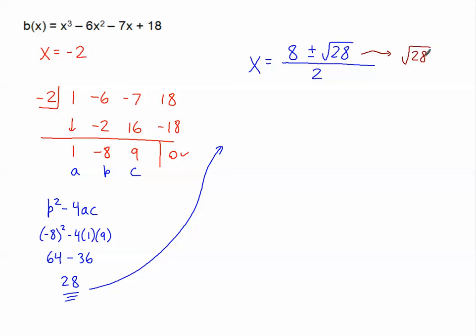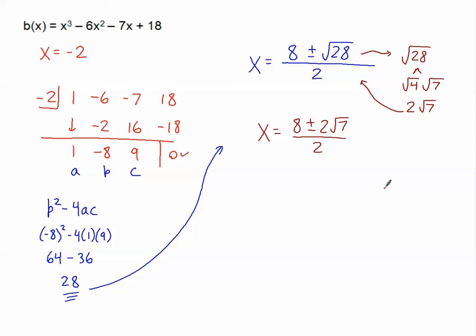The square root of 28 is no good, but I know that 28 is 4 times 7. 4 is a perfect square, so that's nice. The square root of 4 turns into 2, and we still have that square root of 7. And I'll bring it on back in, and now I've got 8 plus or minus 2 square root of 7 divided by 2. If this is too fast for the quadratic formula, go back and rewatch the quadratic formula tutorial for some more hints and tricks on how to do that.